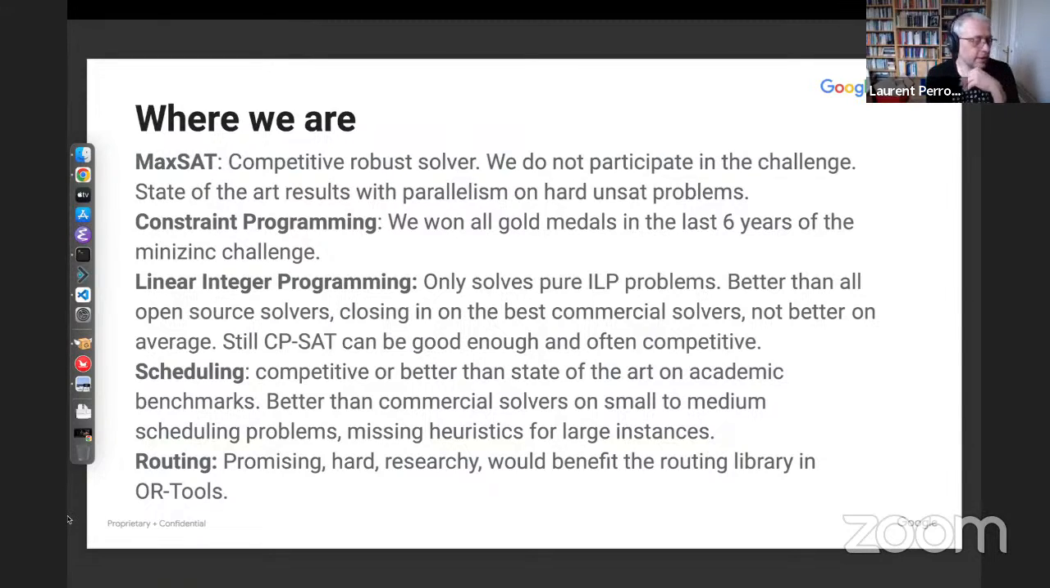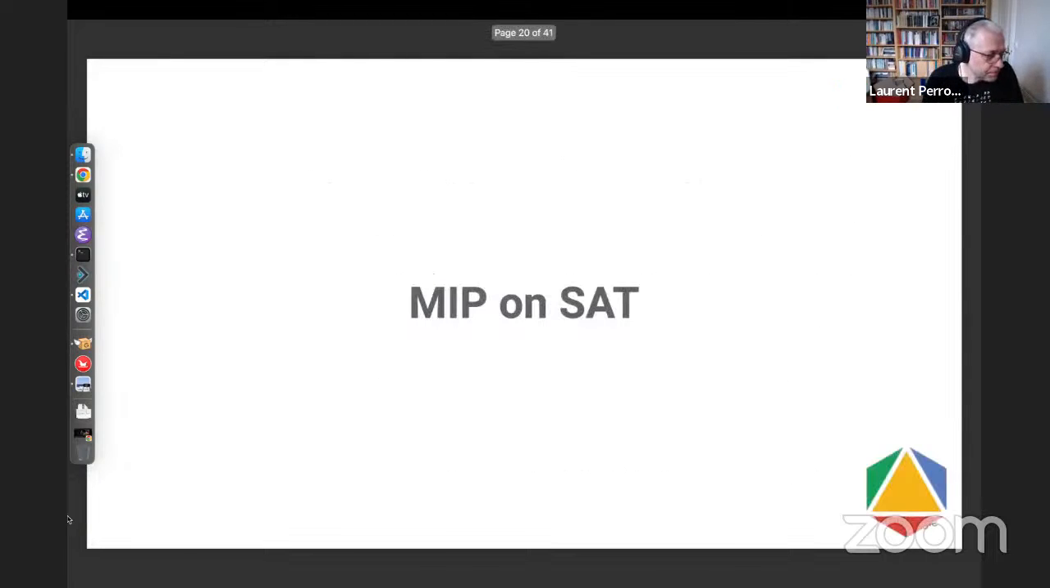And routing, last part, it's promising. We could have everything. We could have a good propagation. We could have a linear relaxation with subtour elimination. This is implemented in the solver. We could have dedicated cuts for capacitated VRP and time windows, but we have not yet put the effort there. So briefly, MIP on SAT.